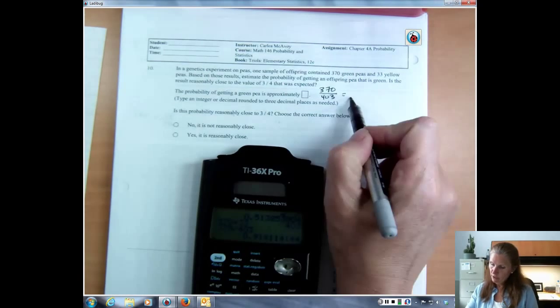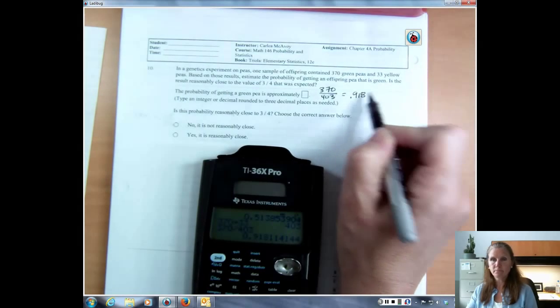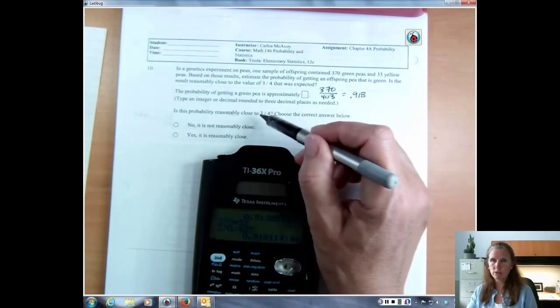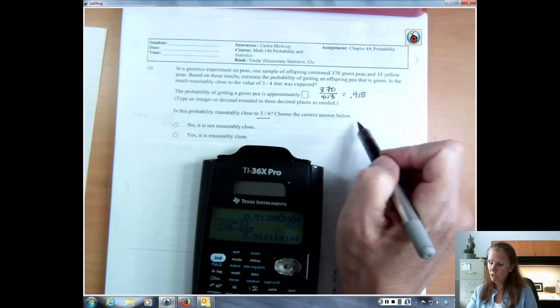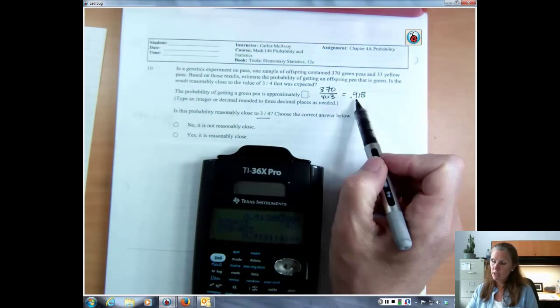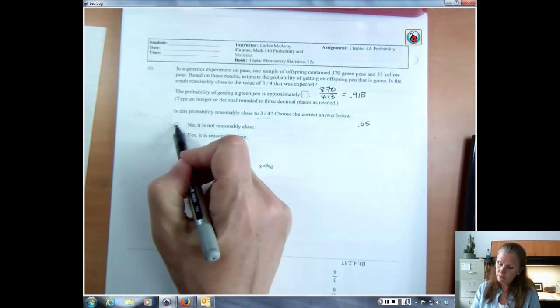And we get a probability to 3 places of 0.918. The question is, is this probability reasonably close to 3/4? This is not reasonably close. Reasonably close is within 5%, right? This is from 75, a 16% difference. So no, not reasonably close.